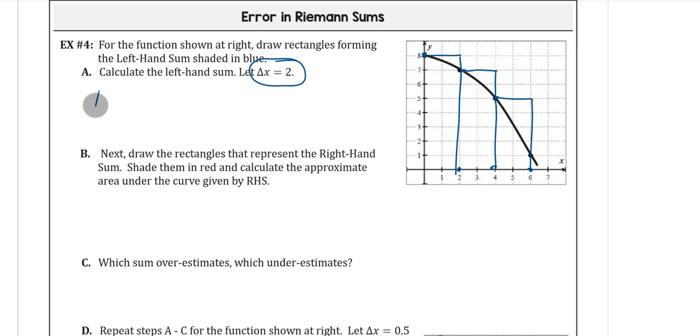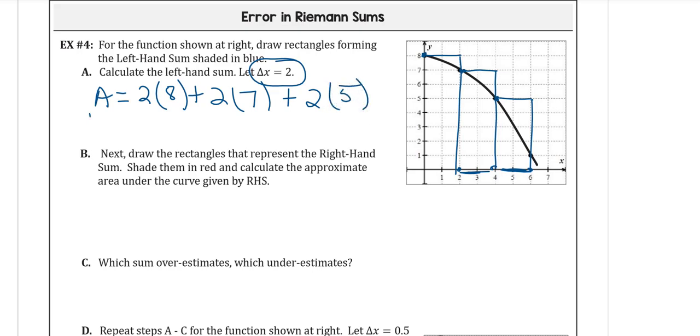My area is going to be the width, which is 2, times the height of each one, which is where it hits the curve. The height of the first one is 8, plus 2 times the height of the next one, which is 7, plus 2, don't forget that's this width down here, times 5. So my area is 16 plus 14 plus 10, which gives me 40 square units. And if you notice, this is an overestimation.